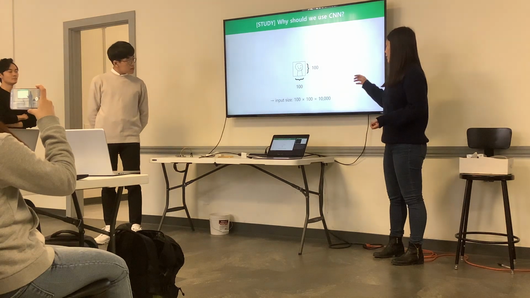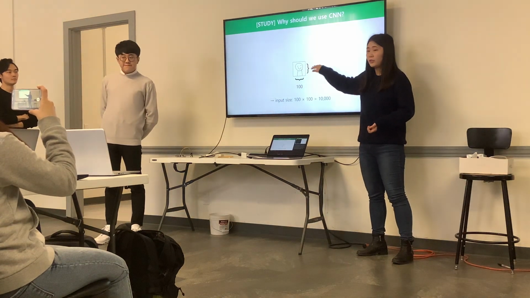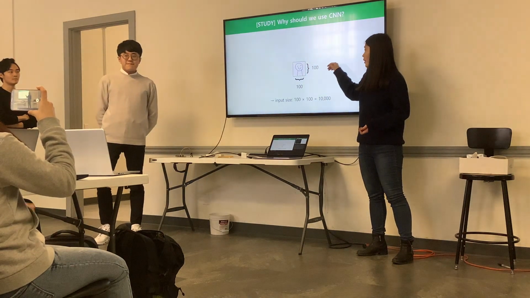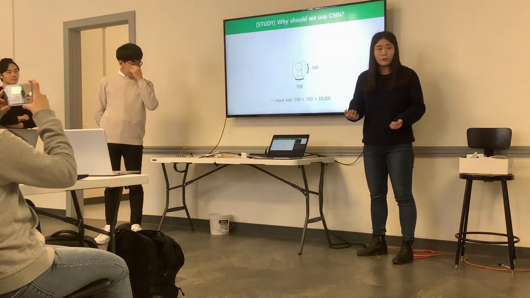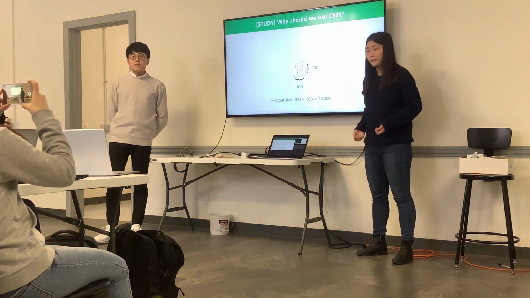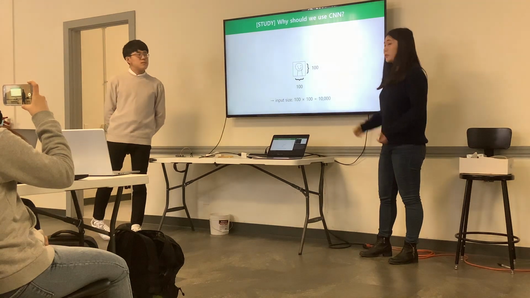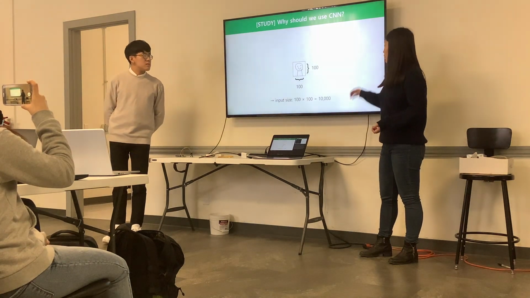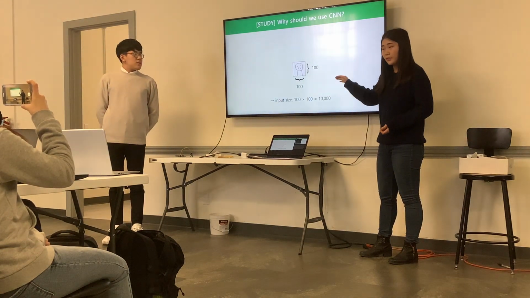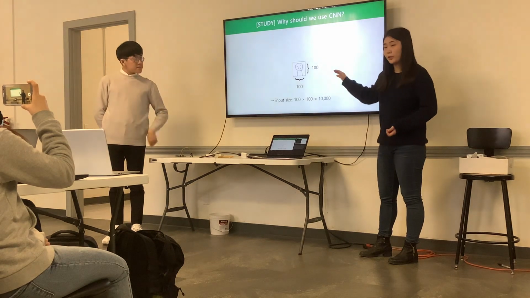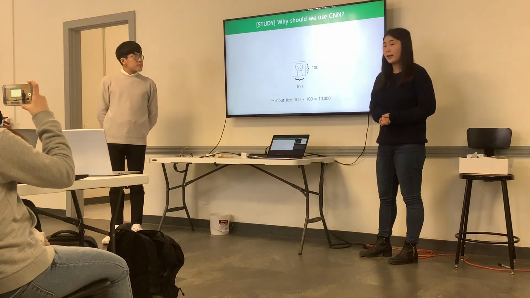So like you see, this is really tiny. Then what would it be like if you put in an image like you've taken with your iPhone or Galaxy? It must be really huge. But CNN reduces the dimension while extracting the important features. So that's why we use CNN.